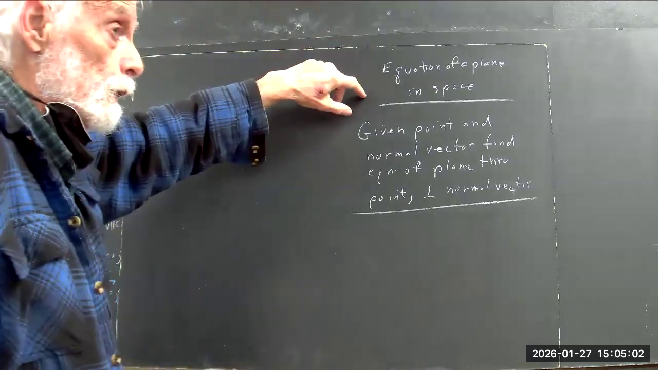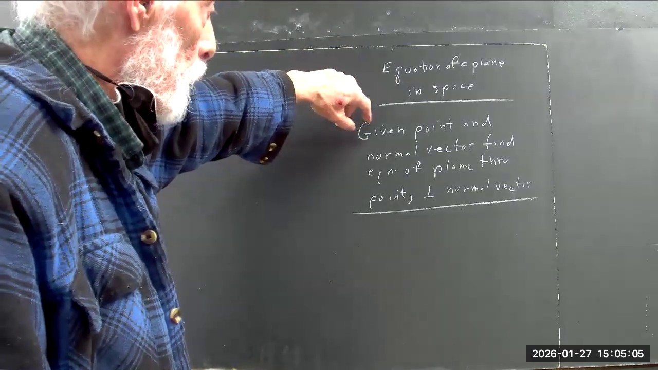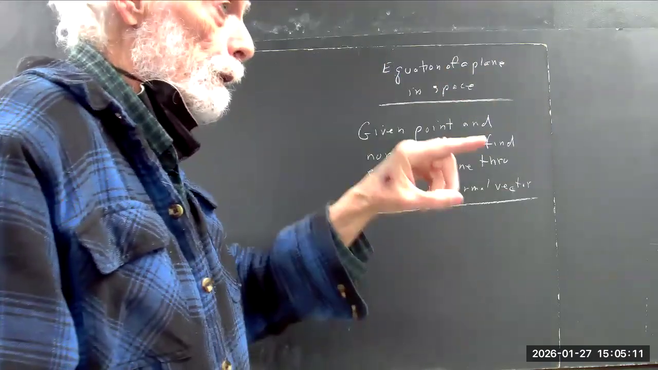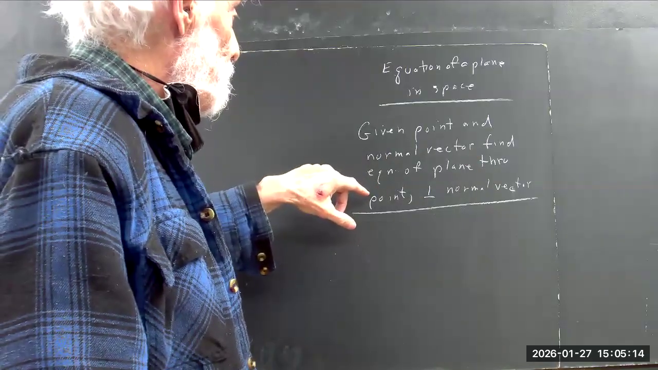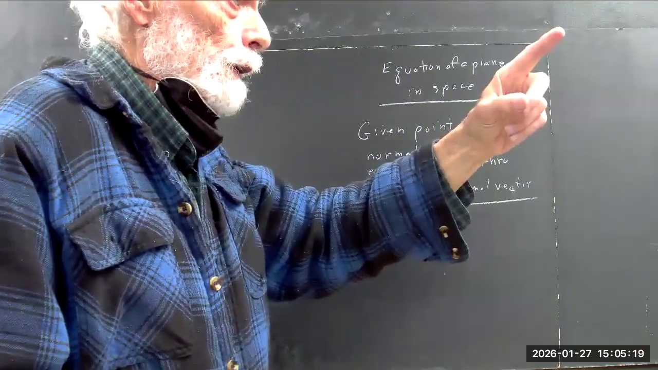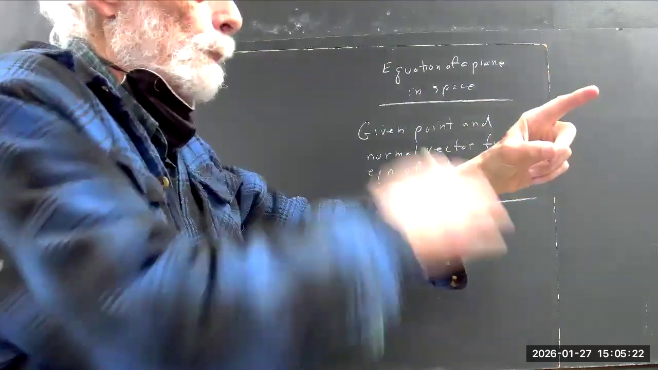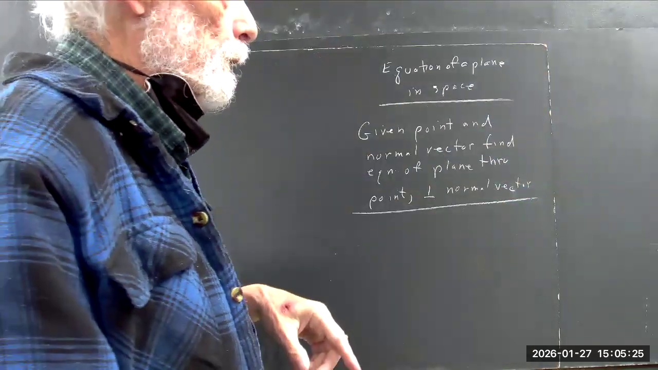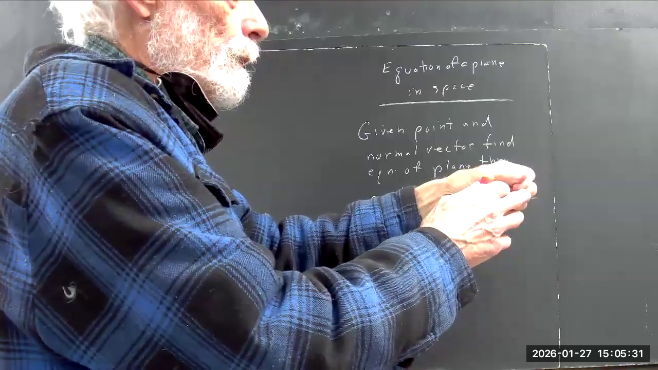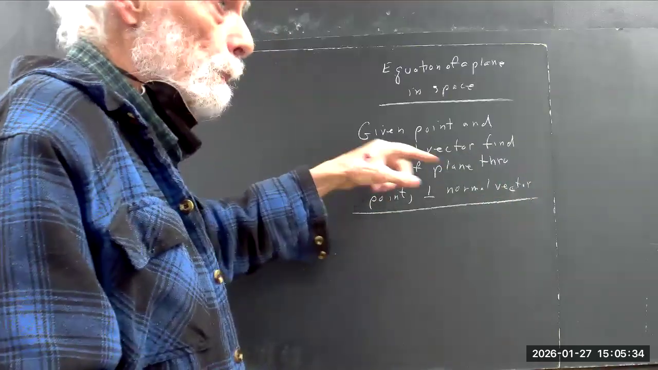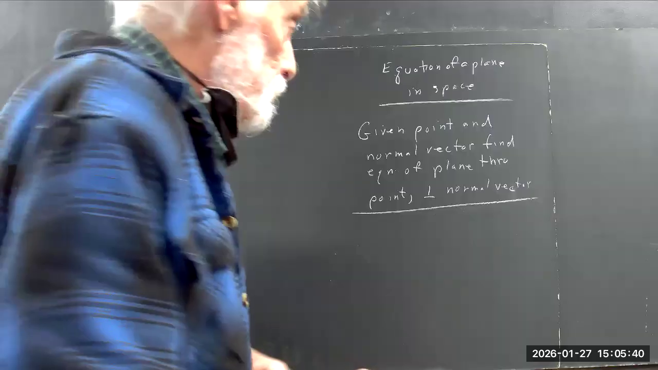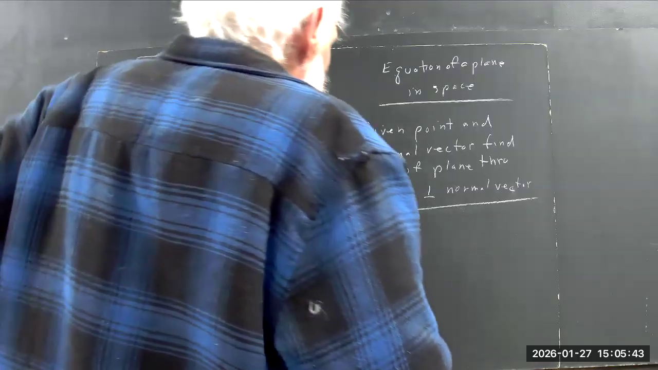Okay. We want to talk about the equation of a plane in space. The problem is this: given a point somewhere in space, the point right there, and a normal vector, let's just take this point and a normal vector in that direction. Then there's a plane through that point perpendicular to this normal vector, meaning that every vector from the given point to any point on the plane is perpendicular to that normal vector. That's the idea.